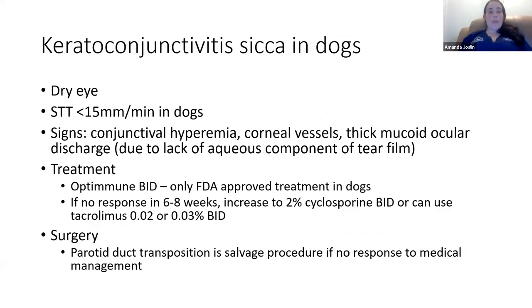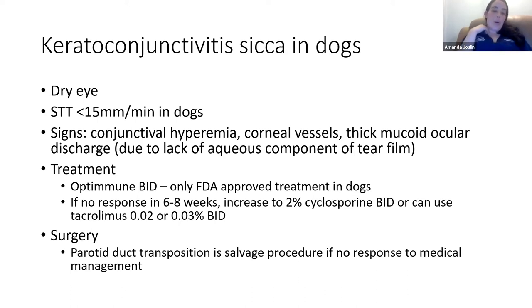Now we're going to get away from ulcers and talk about dry eye in dogs. Whenever we're talking about dry eye in dogs, we're assuming that the tear production is going to be less than 15 millimeters per minute. Some dogs need more tears, some dogs need less tears, but that's the big cutoff. I have some pictures coming after the slide, but you get the conjunctival hyperemia, corneal vessels, and really thick mucoid ocular discharge, because you still are making the mucin part of your tear film, but you're not making the watery portion of the tear film to dilute it out.